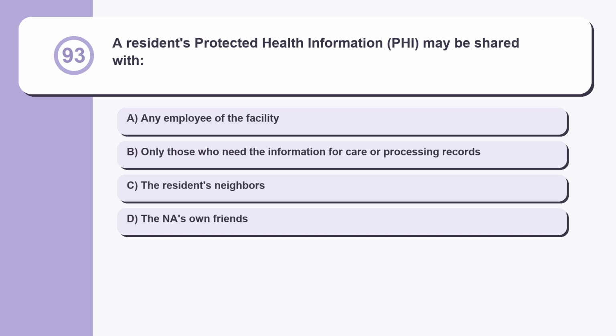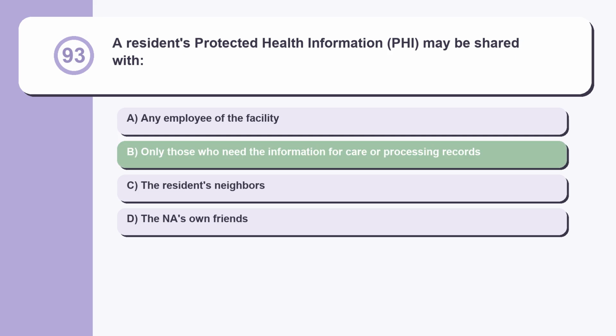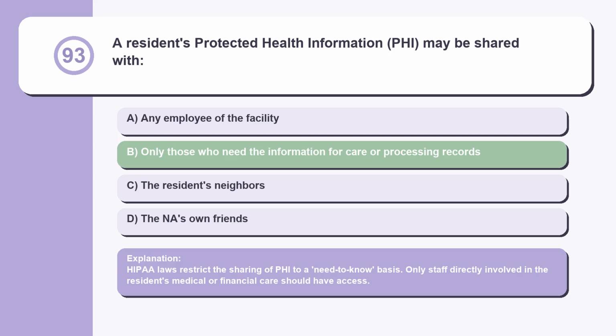Question 93. A resident's protected health information, PHI, may be shared with any employee of the facility. Only those who need the information for care or processing records, the resident's neighbors, the NA's own friends. HIPAA laws restrict the sharing of PHI to a need-to-know basis. Only staff directly involved in the resident's medical or financial care should have access.